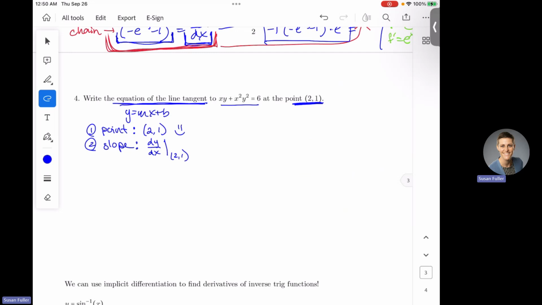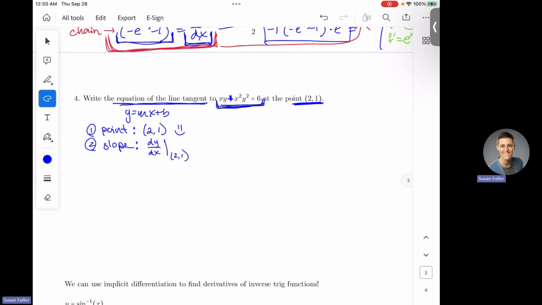Okay, well, before I can find the slope at (2, 1), I need to find the slope function, period. So to find the slope function, I need the derivative. I have to take the derivative of this thing. I've got x's and y's floating around everywhere. This is implicit differentiation. So we're going to do implicit differentiation. I'm going to do the derivative of the left side. We're going to do everything separated by addition, piece by piece.